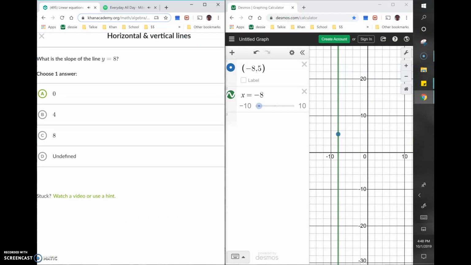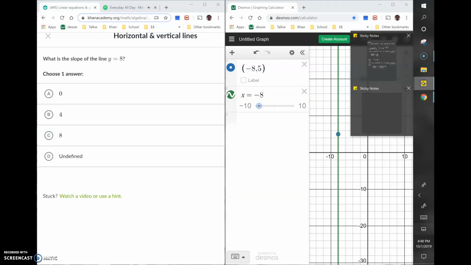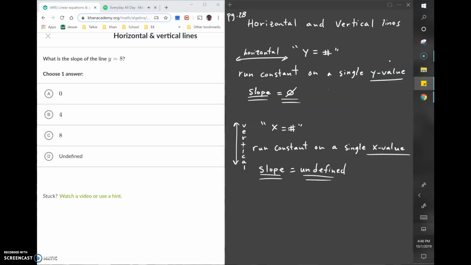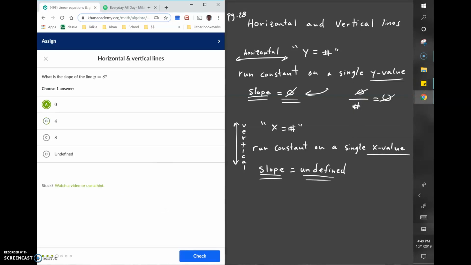Okay, what is the slope of a line that is y equals 8? Let's go back to the notes. Here we have it right here. The slope of a line that starts with y equals is a horizontal line, and it has a slope of 0. That makes sense because the rise of a flat line is 0, and the run is some number, and 0 divided by any number is 0. So that's why the slope of a horizontal line would be 0.